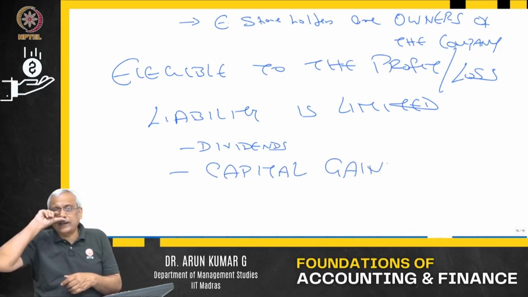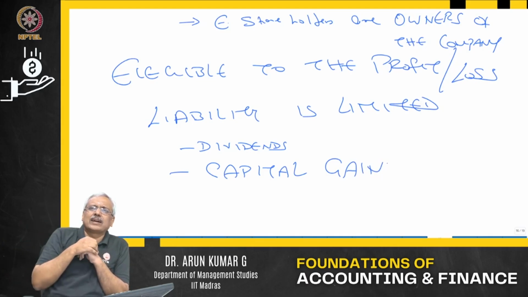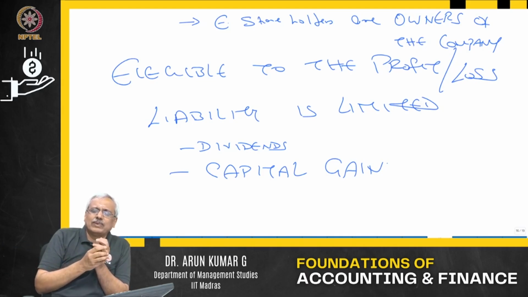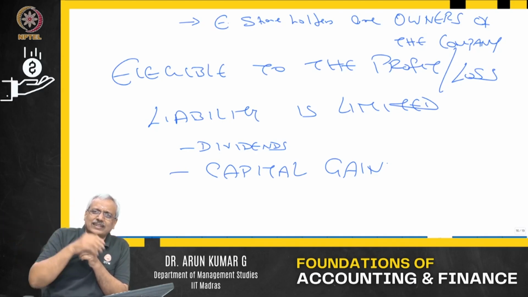What do you mean by capital gain? They can sell the equity shares in the market, in the stock market. You have the NSE, BSE, etc. You sell the stock in the market. A 10 rupee share, you can sell it for 1,000, 10,000, 20,000, 40,000, whatever is the price that is quoted in the market.